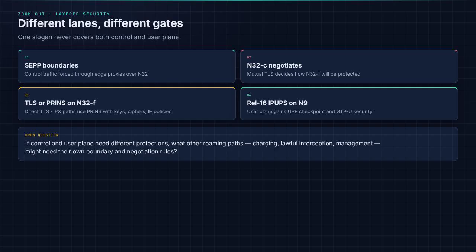Here is the open question. The same style of reasoning can attack next. If control plane and user plane traffic need different protections, what other paths in a roaming architecture, charging interfaces, lawful interception touchpoints, or management planes, might require their own boundary and their own negotiation rules? Keep the border metaphor. Ask, for every new interface you meet, who stands at the gate, what is being negotiated, and which lane is actually moving.